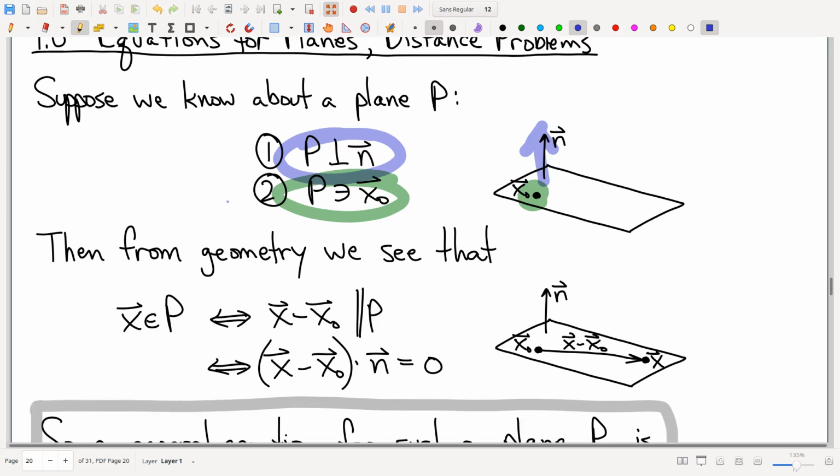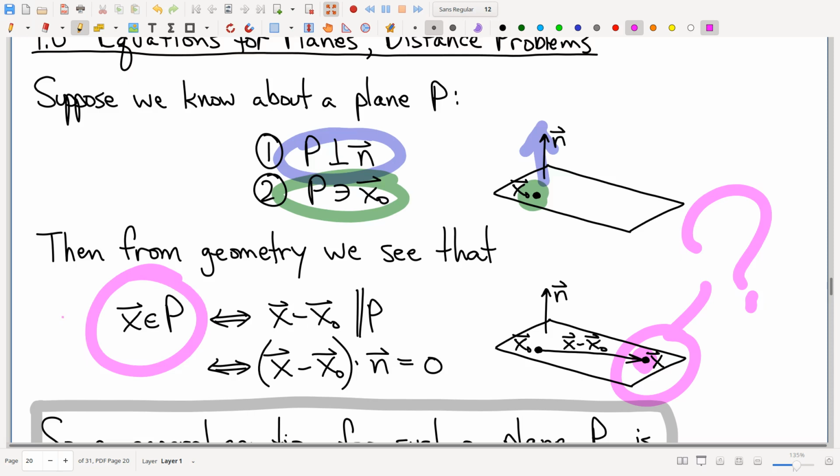And keep in mind the purpose of an equation is to be a test. So I need to be able to write something down here that tests a given point. So let's say this point here. If I want to decide, is that point x on this plane as defined up here? How would I test that point? And my proposal is this, that I test whether that point is in the plane by looking at this difference vector x minus x naught and asking if that difference vector is parallel to the plane.